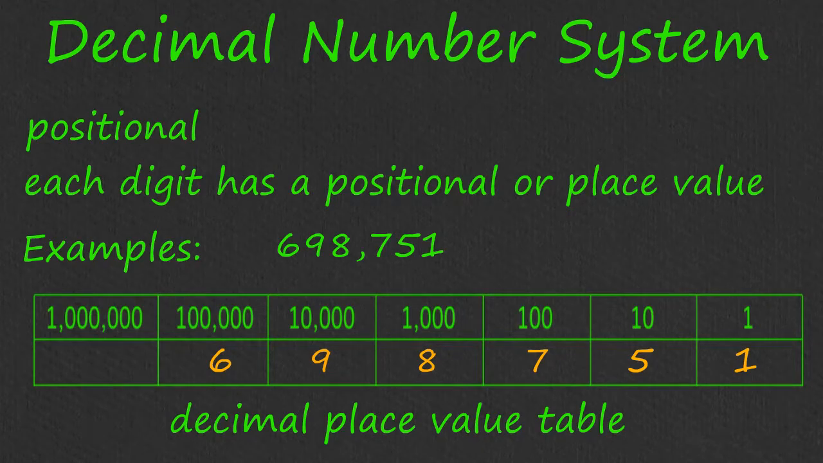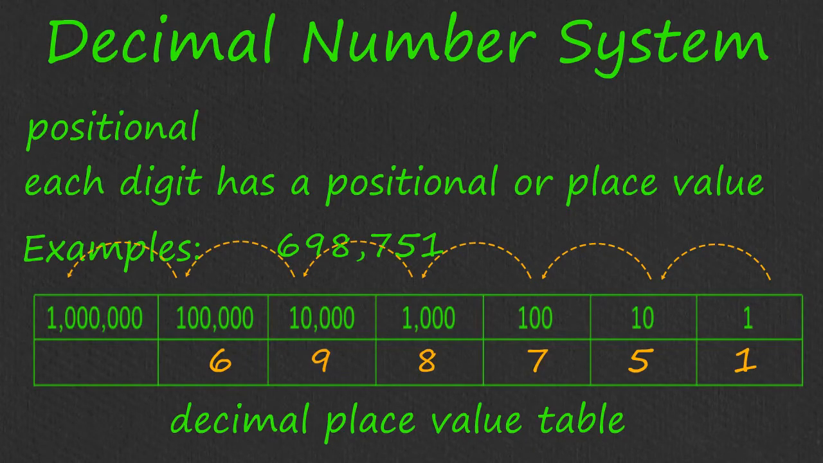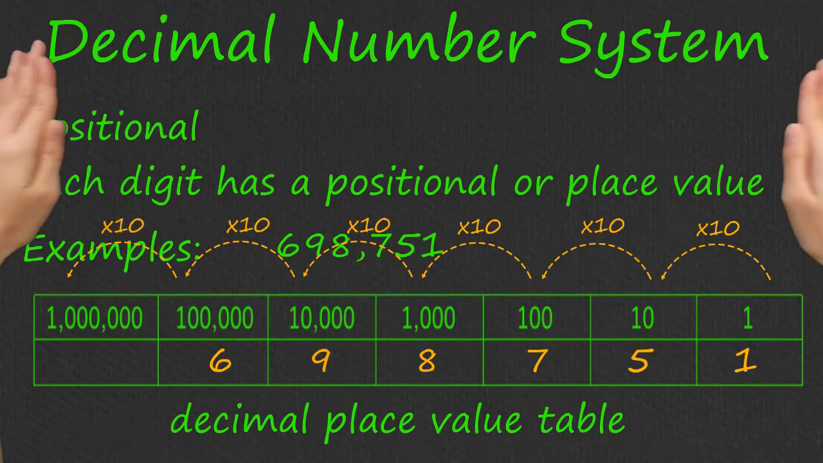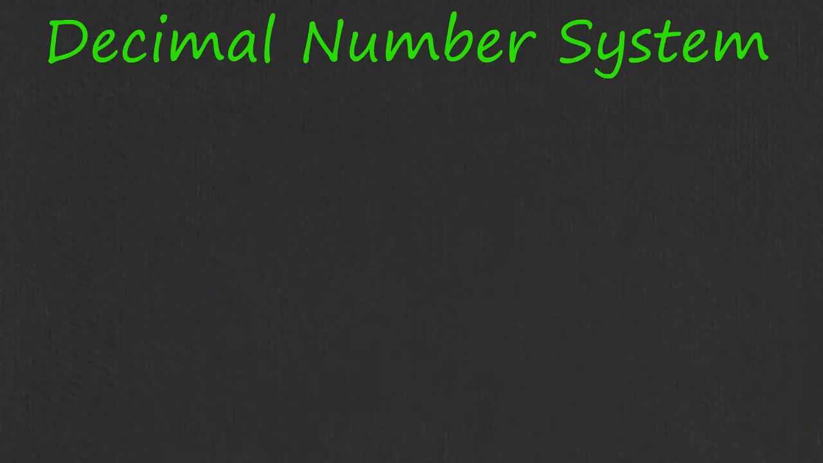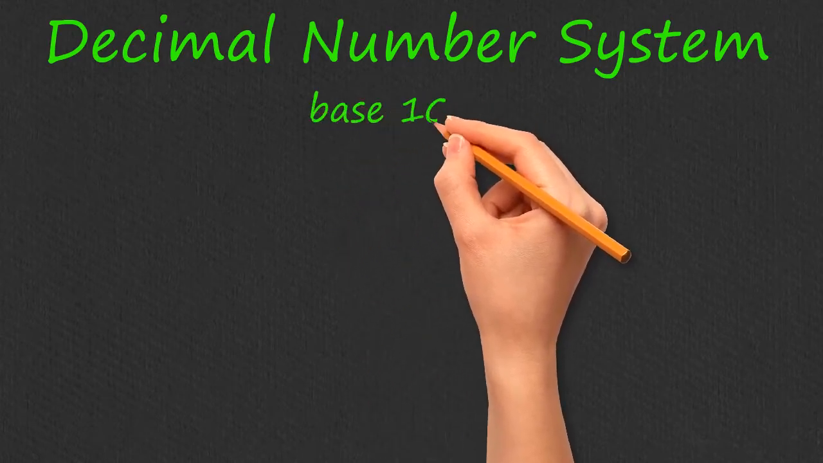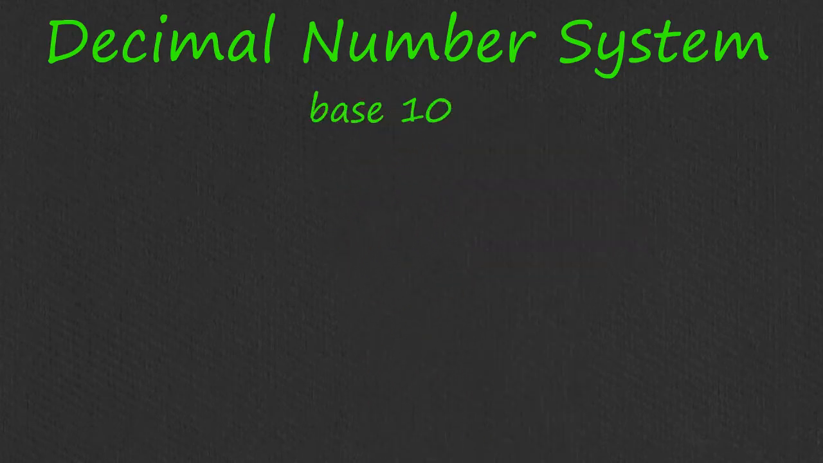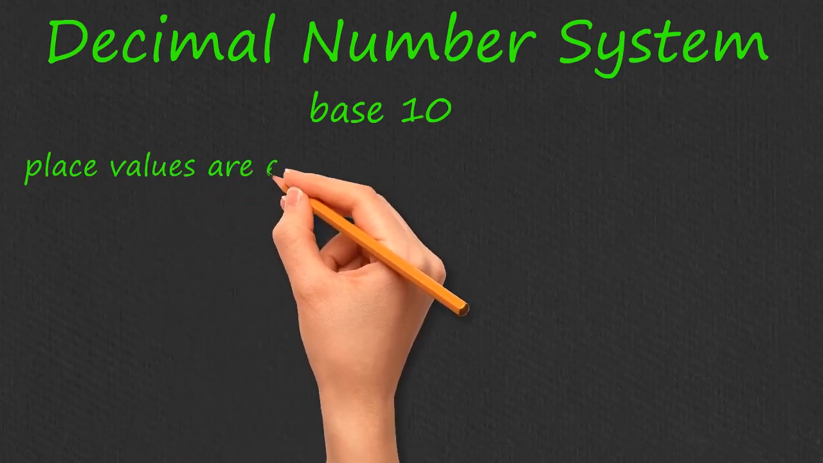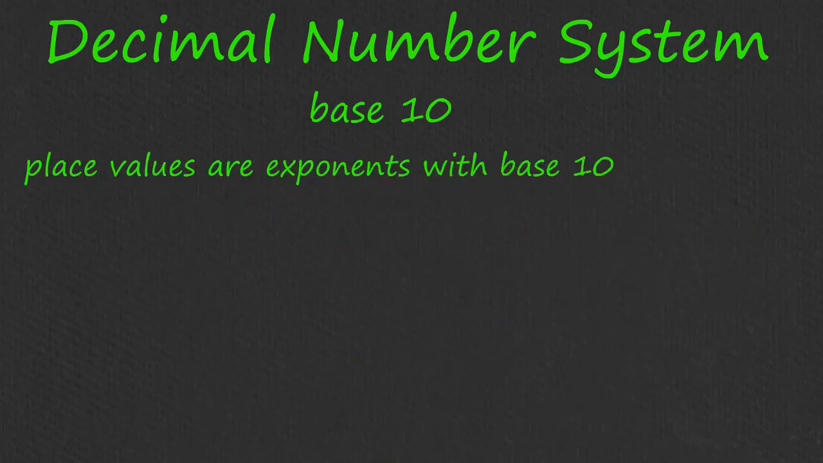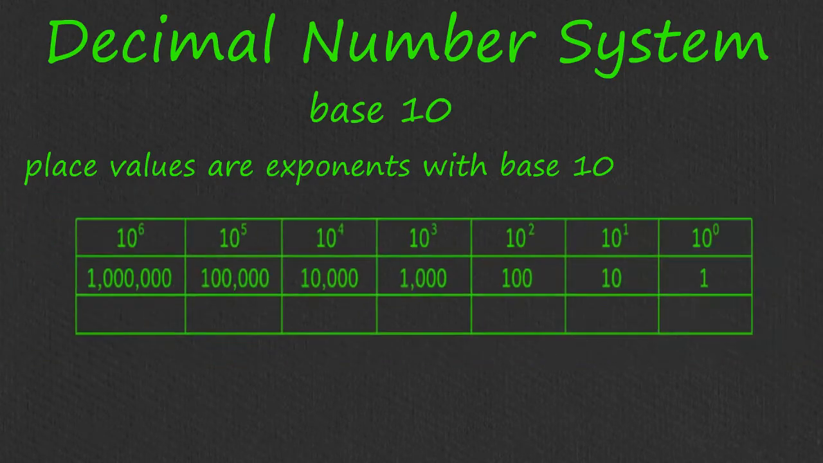And not just any multiples. If you start from the rightmost corner and move along the table towards the left, you can create the new column by multiplying the previous one by 10. This discovery nicely leads us to the second part in the decimal number system definition. Base 10 has two parts to its meaning. First, base 10 means each place value in the number system is represented by an exponent with base 10. So our table can be modified to reflect this as follows.